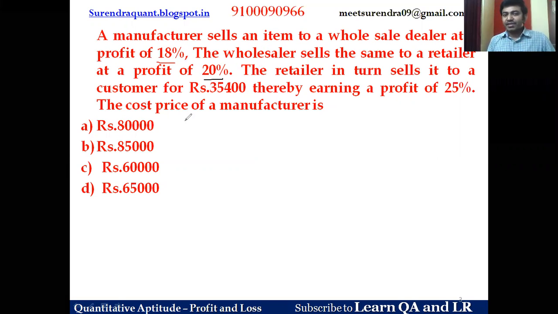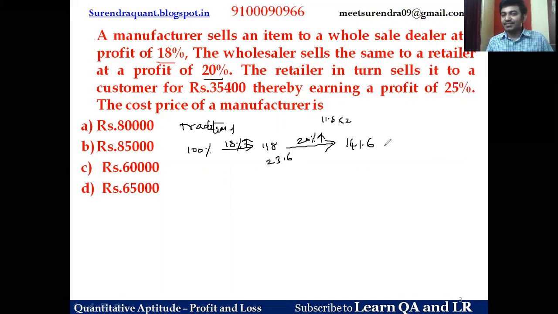So what is the traditional method? The traditional method is very lengthy, guys, and you might hate this method. If I take the traditional method, the manufacturer is 100%. If he sells to a wholesaler at an 18% gain, you have to consider 118%. Now he sells to a retailer at 20% profit, so 20% of 118 should be added. 10% is 11.8, 20% is 2 times, 23.6. So if you add 23.6, this becomes 141.6%.